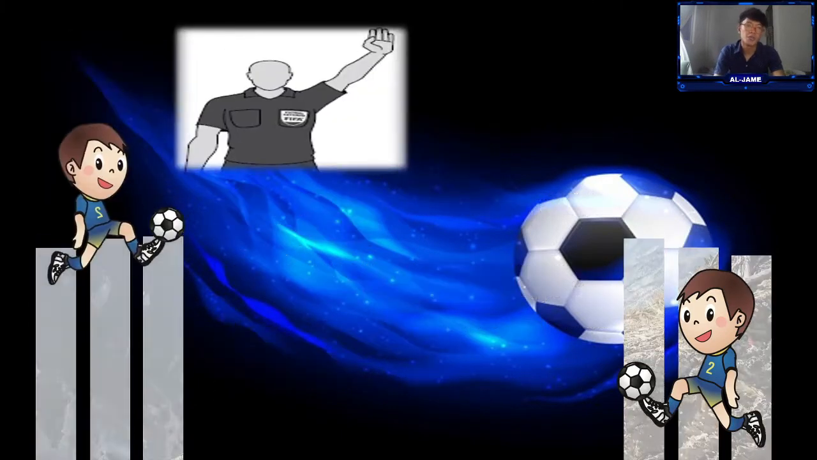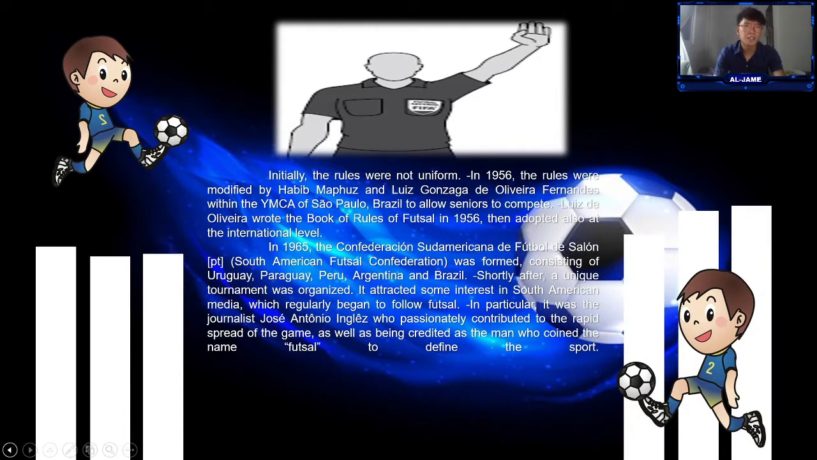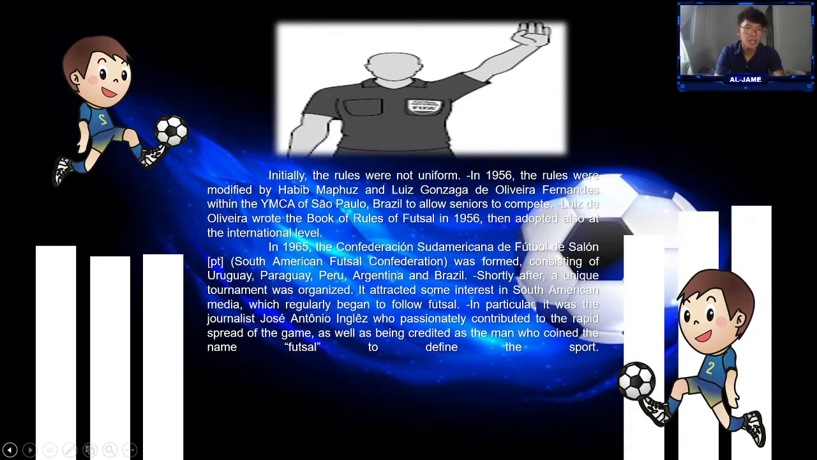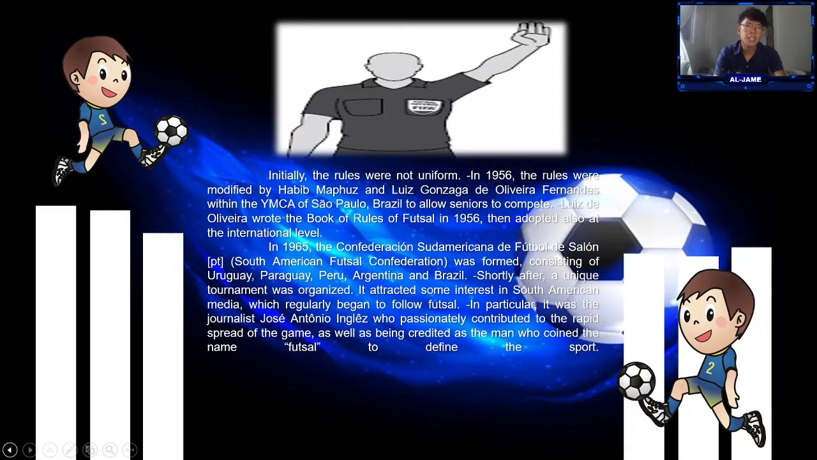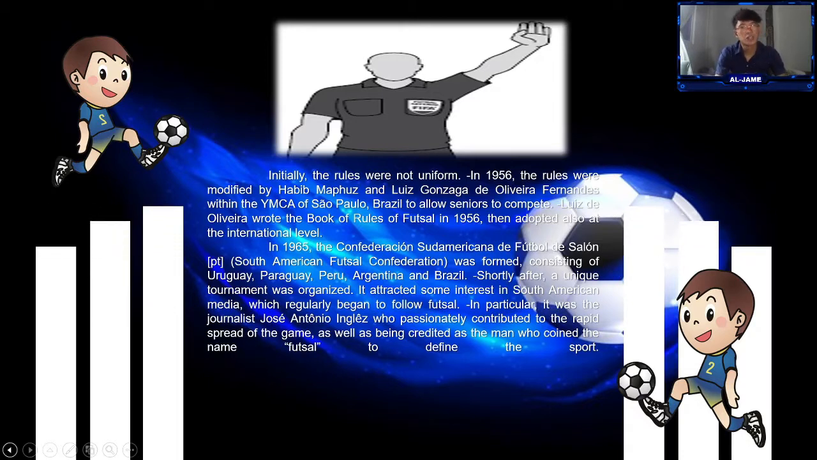So those are the rules of futsal. Initially, the rules were not uniform. In 1956, the rules were modified by Habib Mahfouz and Luis Gonzaga de Oliveira Fernandez. Oliveira wrote the Book of Rules of Futsal in 1956, which was then also adopted at the international level.